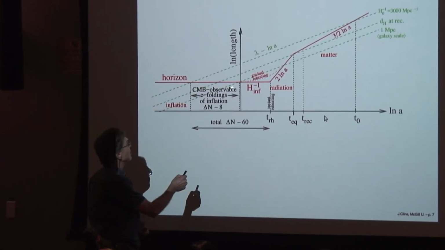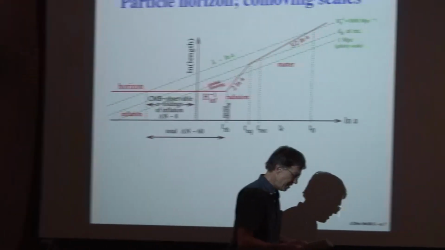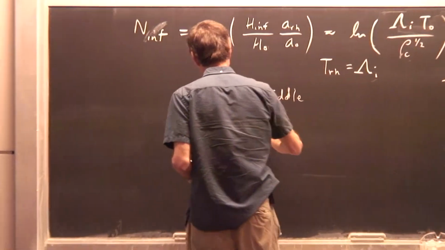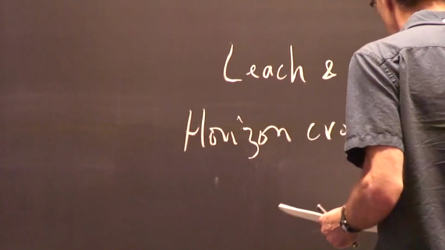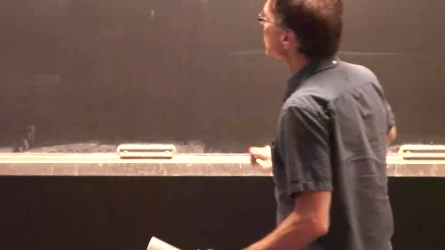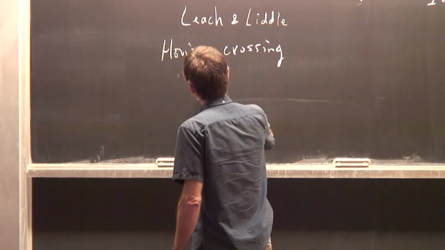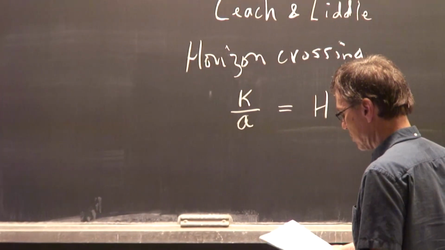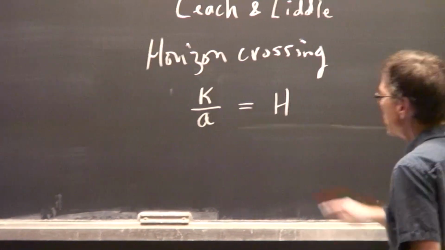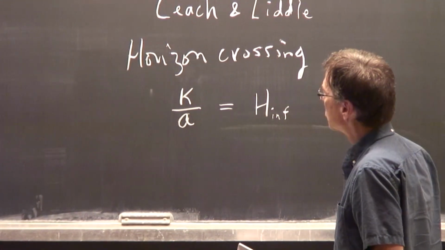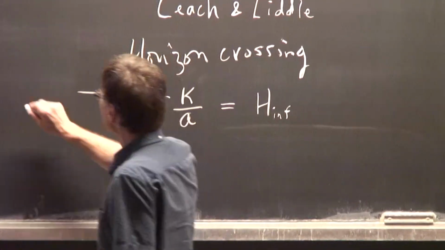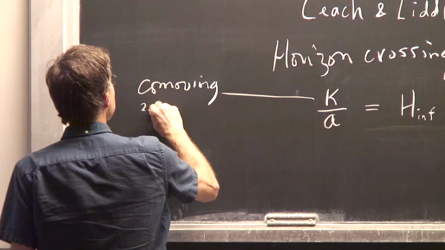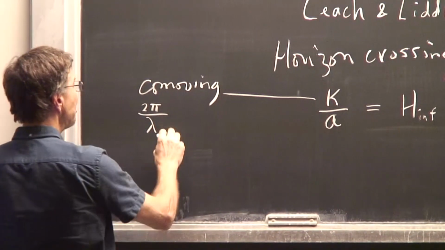And so to define this mathematically, it's easy. Horizon crossing just means that the physical wave number is equal to the Hubble parameter. So k, that's a comoving wave number. So that's 2 pi over lambda as we see it today.